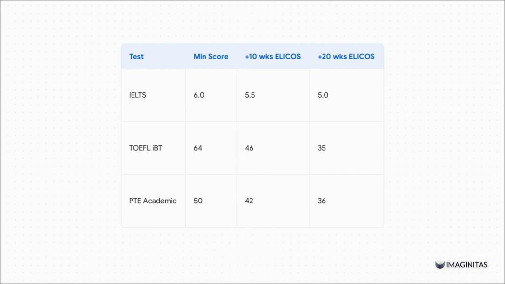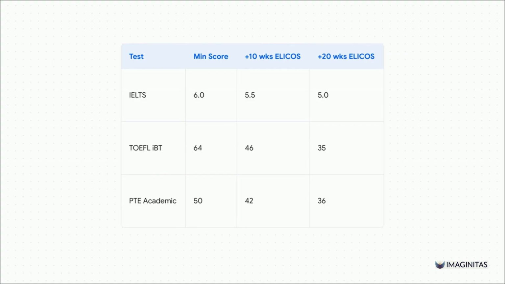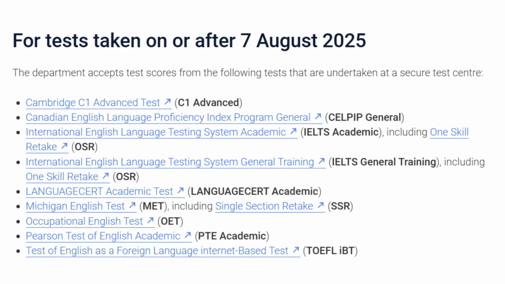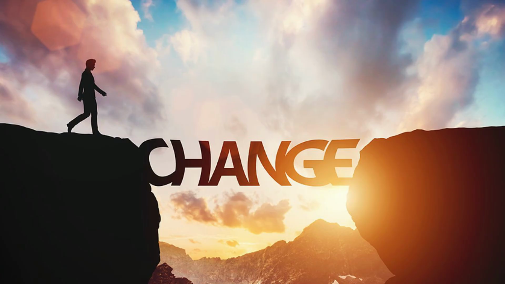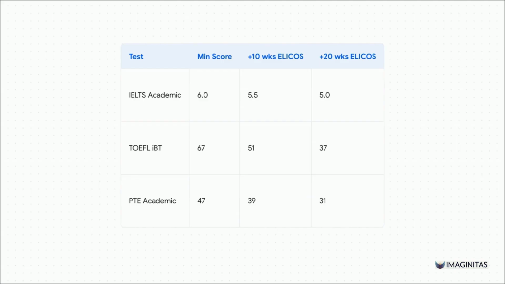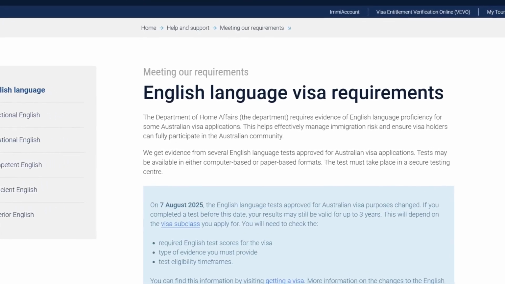Those other columns show the lower scores you can have if you're also taking an English language course, what they call ELICOS, before your main studies. Now, if you take your test on or after August 7th, 2025, this is your new reality. See how some scores have changed? The TOEFL IBT minimum goes up, while the PT Academic actually goes down a bit. It is so important that you look at the right table based on your test date.